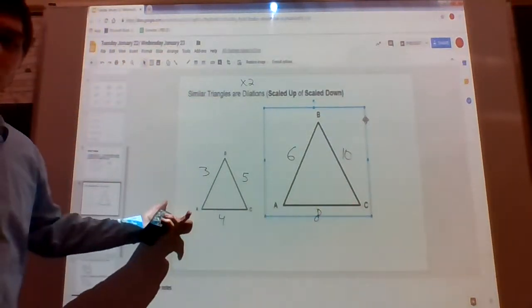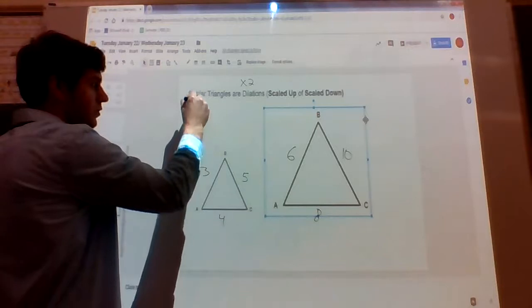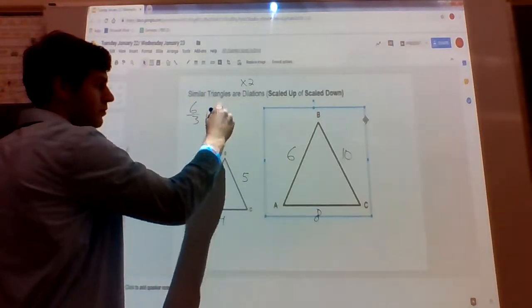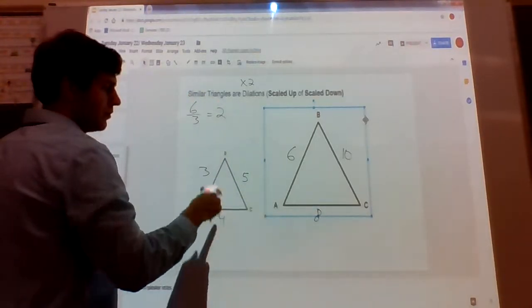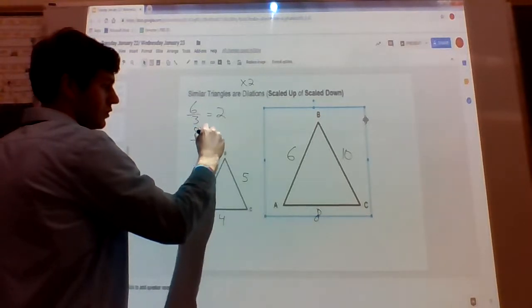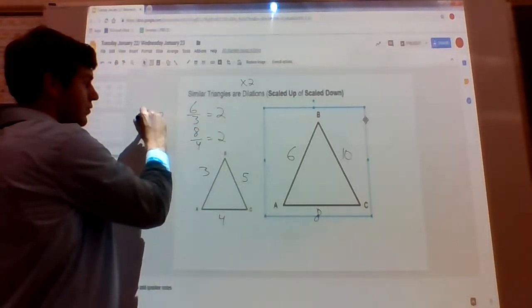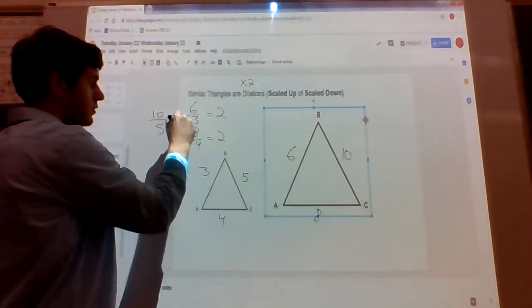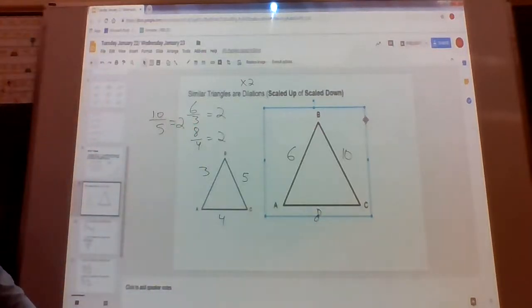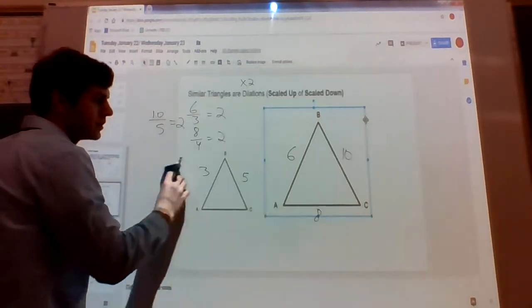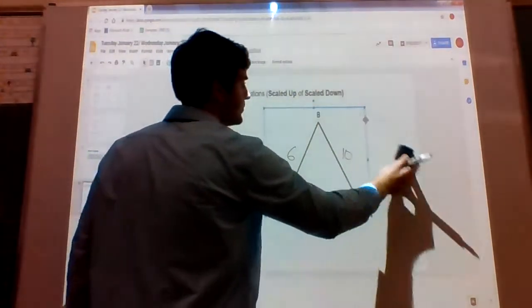Okay, and if we found the proportion of those sides, 6 over 3 is 2. 8 over 4 is 2. 10 over 5 is 2. So all the ratios are equal. The sides are proportional. So if you have proportional sides and congruent angles, we have similar triangles.